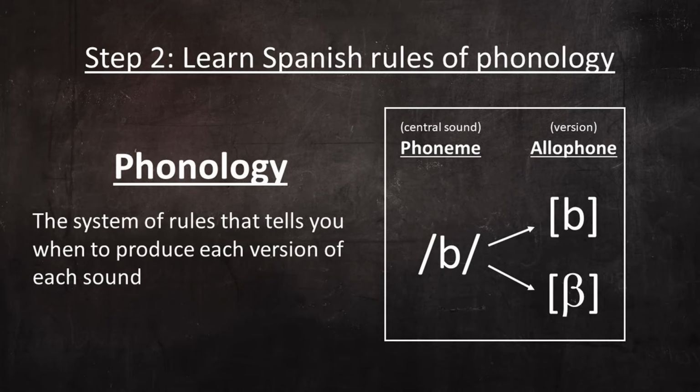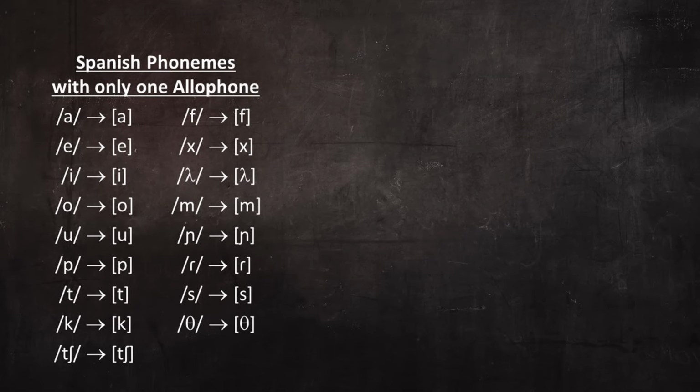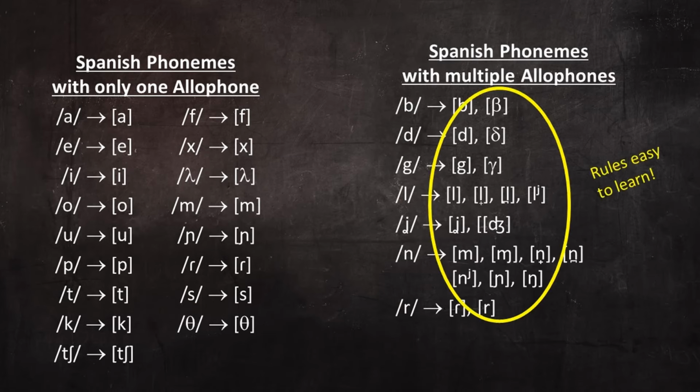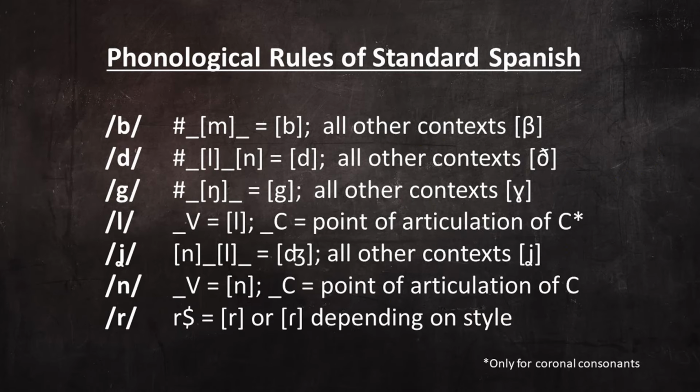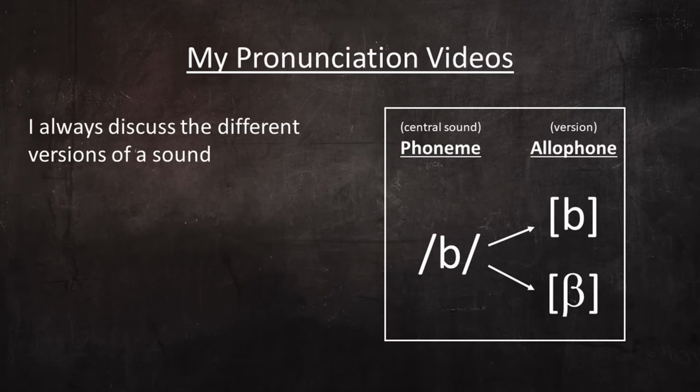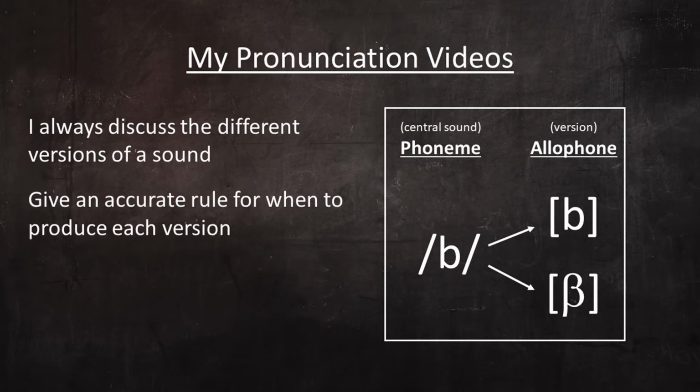Fortunately, standard Spanish phonology is quite simple. About 3/4 of Spanish sounds have only one standard pronunciation, with no variations at all to worry about. And of the 7 Spanish sounds that do have variations, 5 have only 2, and the rules that describe when to produce each are easy to learn. You can actually detail all of the phonological rules of standard Spanish in a single, very simple chart. In my videos on Spanish pronunciation, I always discuss the different versions of a sound and give an accurate rule for when to produce each version. In other words, my videos teach both phonetics and phonology.